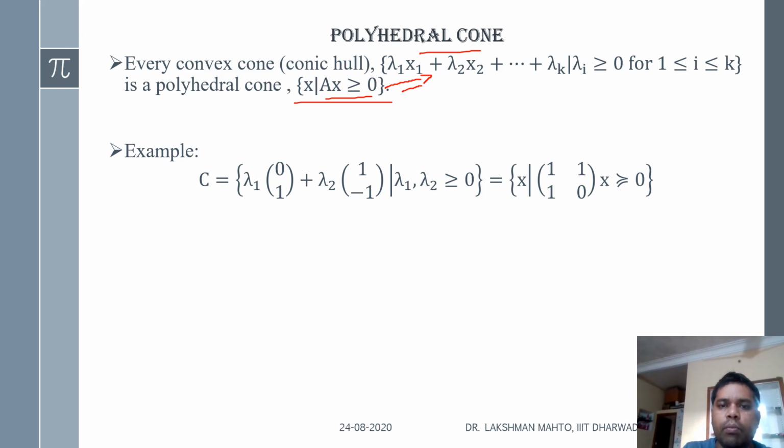So to justify that equality, I have taken one example here. Suppose we are taking a convex hull of two given vectors, (0, 1) and (1, -1). Same as the last example. If you define a conic combination, what we do is take a non-negative linear combination of (0, 1) and (1, 2), where the coefficients lambda 1 and lambda 2 are greater than or equal to 0.